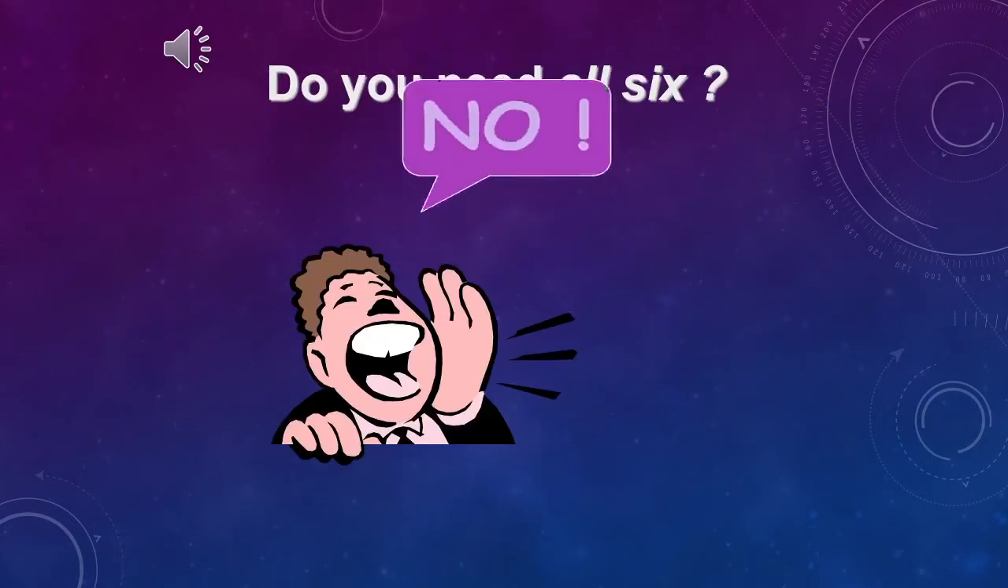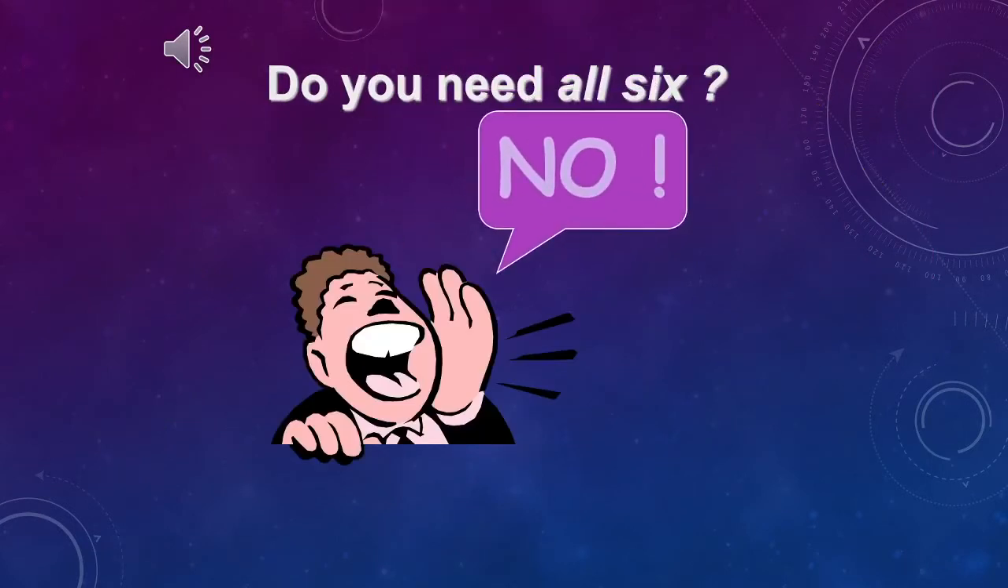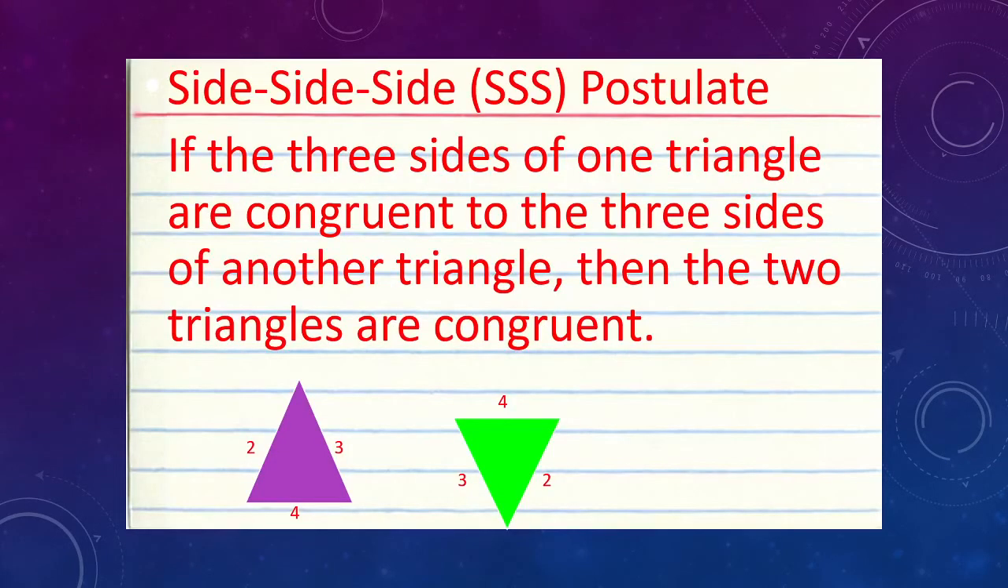Now let's begin. Take note, you don't need to prove 6 congruent parts. All you need to do is 3 parts. Let's begin with the SSS postulate. It states that if 3 sides of one triangle are congruent to the 3 sides of another triangle, then the 2 triangles are congruent. This is what you call the SSS postulate, because it's simply the side, side, side postulate.